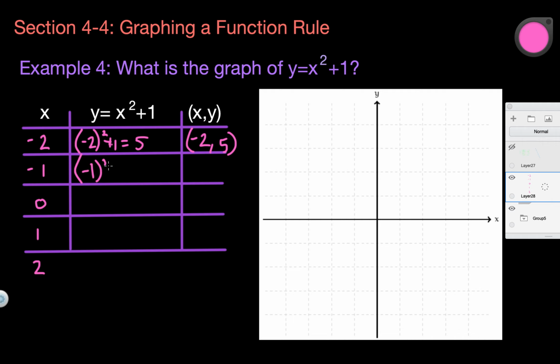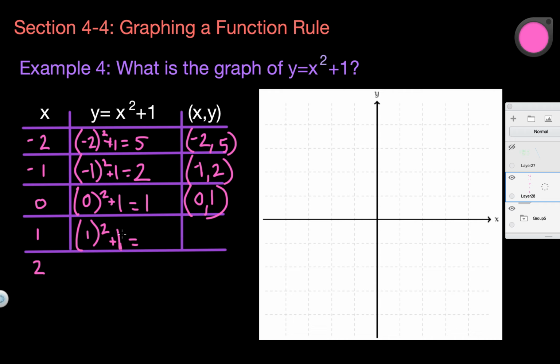Negative 1 squared plus 1, negative 1 squared is 1 plus 1, which is 2. So negative 1, 2. 0 squared plus 1 is just 1, so I'm at 0, 1. 1 squared plus 1 is, again, the same thing as up here, 2. So this 2 is going to be the same as this negative 2. So my points are 1, 2, and 2, 5. So now I'm going to graph it, okay?